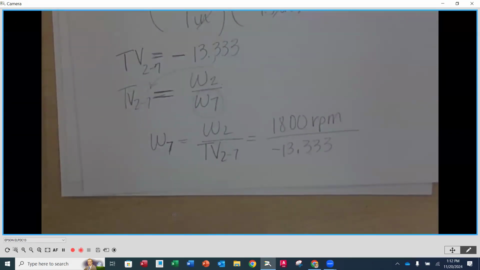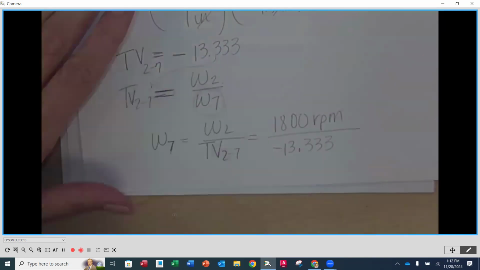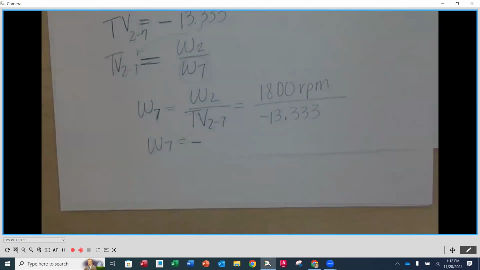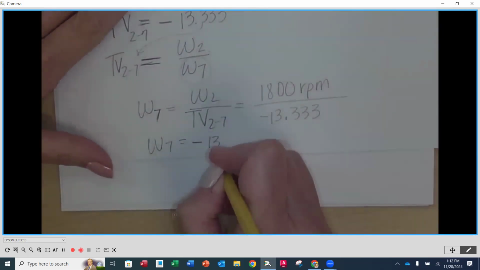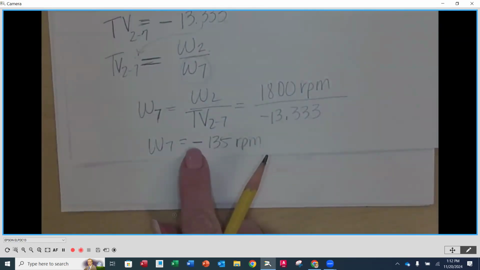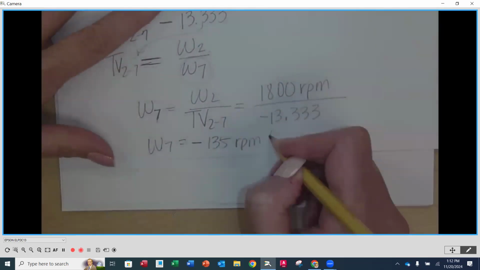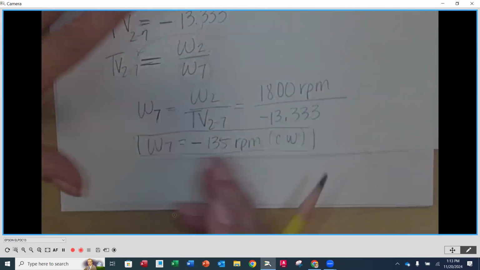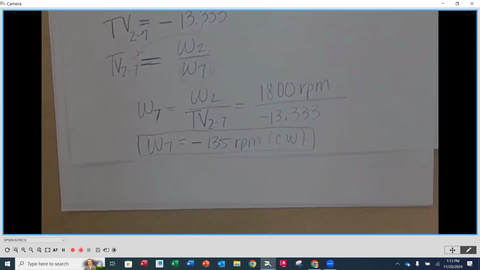Yes. This is unitless, remember. So what is your value for the angular velocity of 7? It's going to be a negative what? 135 RPMs. Looks like what the book has, yep. And the negative just means that it's in the opposite direction as whatever the driver was. So this is going to be clockwise as we had seen. So this is going to be your final answer: 135 going clockwise is the rotational speed of W7.